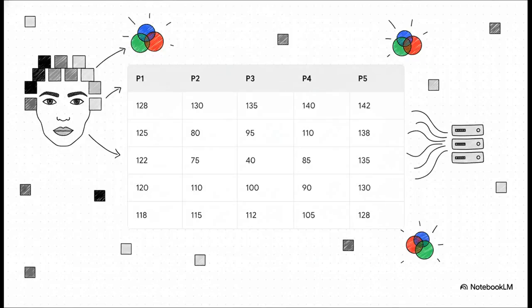Let's break that down even more. Every single digital picture is made up of these tiny little dots called pixels. Now, for a simple black and white image, each pixel just needs one number for its brightness. But for a color photo, every pixel needs three numbers, one for red, one for green, and one for blue. The computer sees millions of these numbers, and that's the entire picture to the machine.